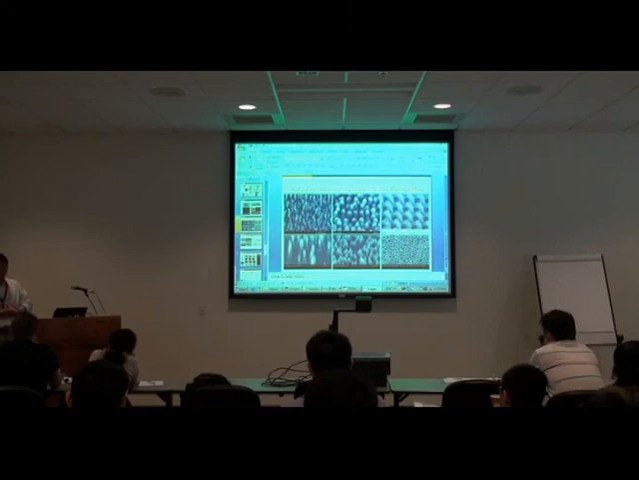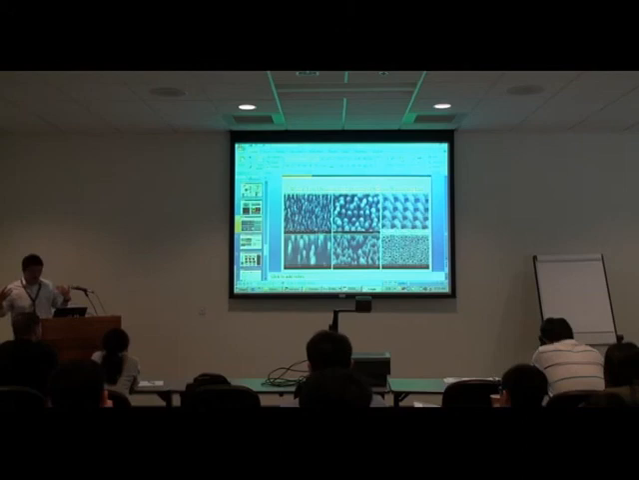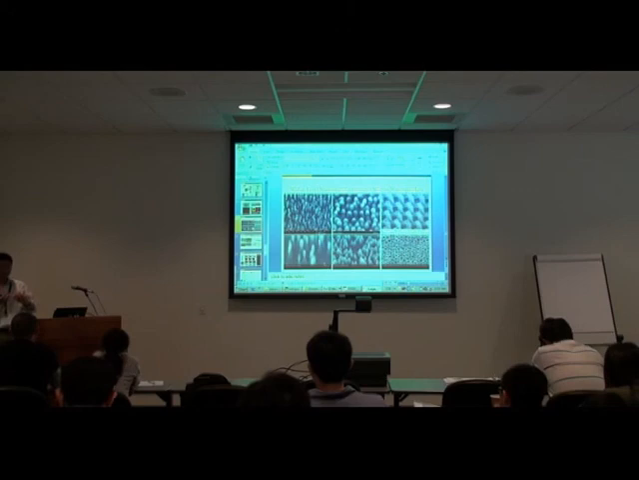So as a rule of thumb, basically you have to include as many sharp points as possible. Because that's where the free electrons accumulate. If you can accumulate a lot of sharp points within a small area, you can have a lot of hot spots and give you a better enhancement.